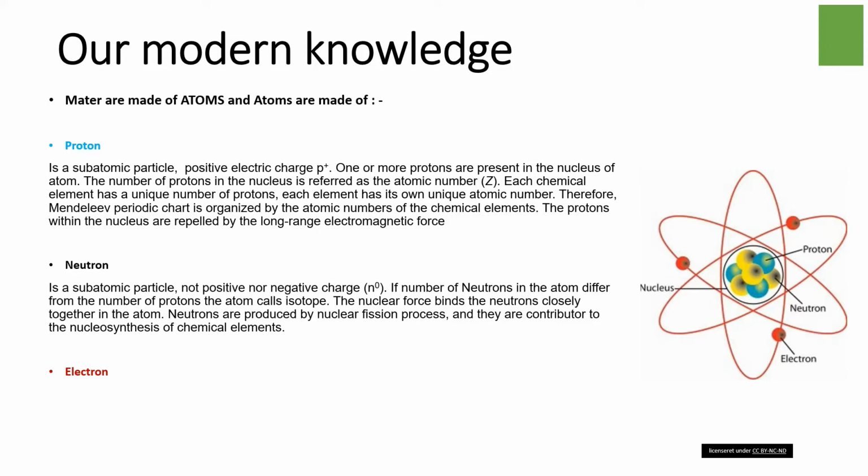The neutrons are produced by nuclear fission processes. These processes happen to the chemical elements during their creation time, and they contribute to the process of nucleosynthesis of the chemical elements.